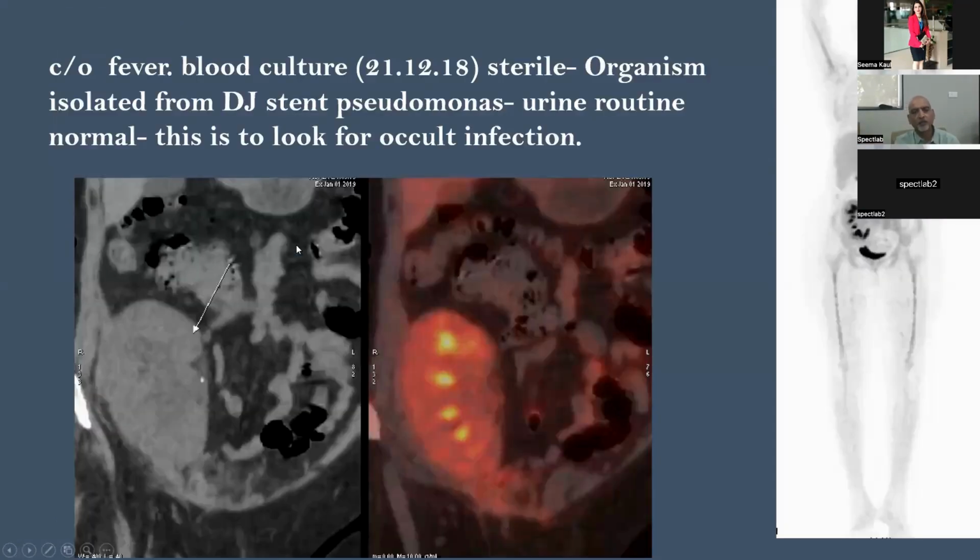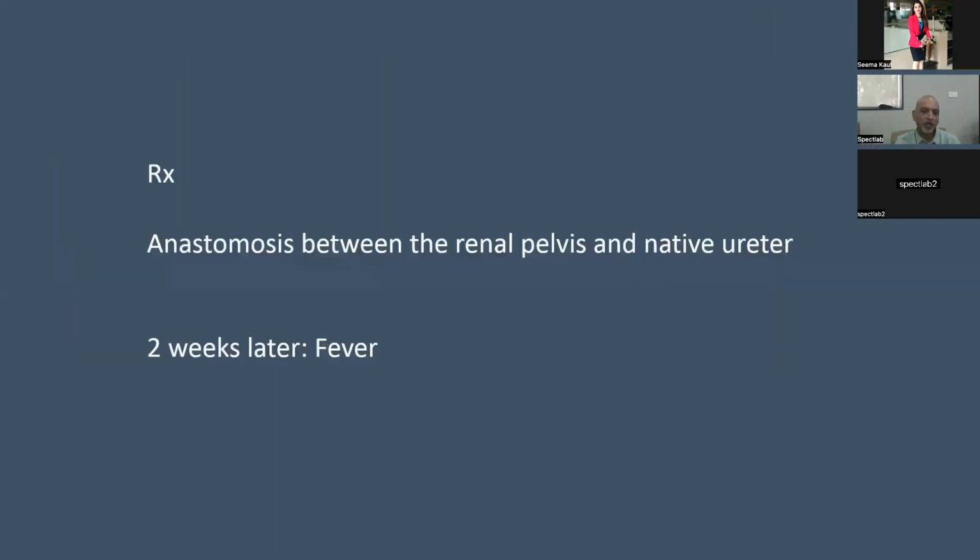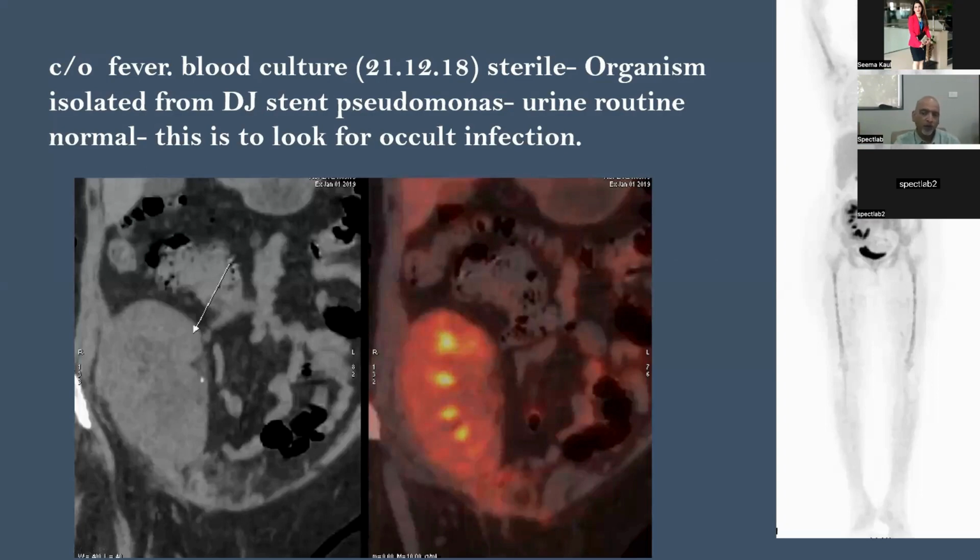Two weeks after this, the patient started developing fever, which did not respond to conventional treatment at all. So after a couple of weeks of fever, patient was sent to us for a FDG PET scan to look for occult focus of infection. So these are physiologic uptake in the kidney, in the native kidney. The contour is very well preserved. There's nothing in the cortex to suggest focus of infection.